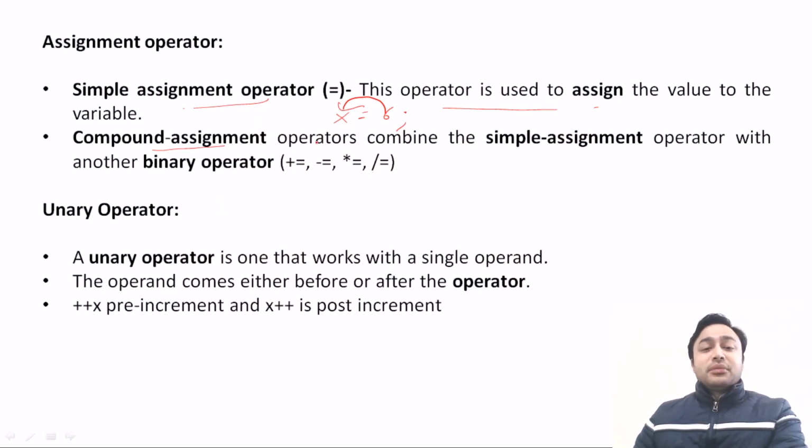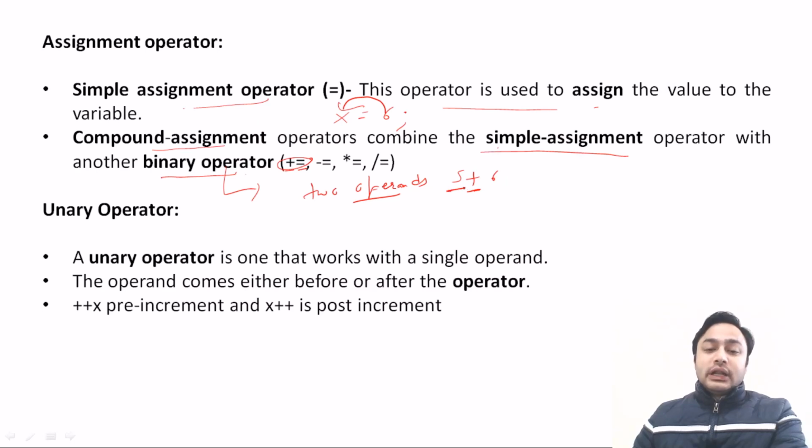In the case of a compound assignment operator, it combines the simple assignment operator with a binary operator. This is a binary operator, this is an assignment operator, so it is a combination of simple and binary. Binary operators are those operators which need two operands. For example, 5 plus 6. This is an add operator which needs two operands, like 5 and 6. 5 multiply 6: again this multiplication operator needs two operands, 5 and 6. So it is a binary operator.